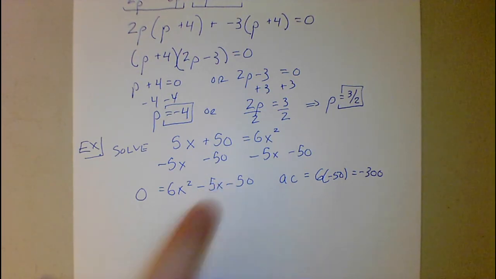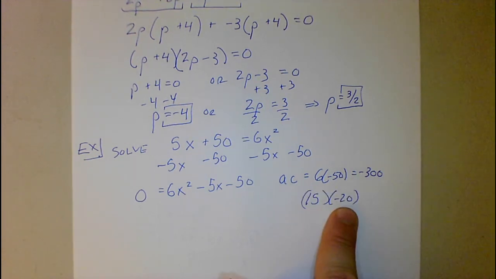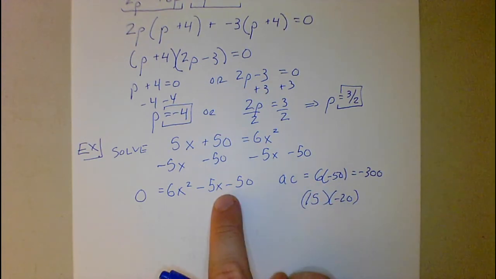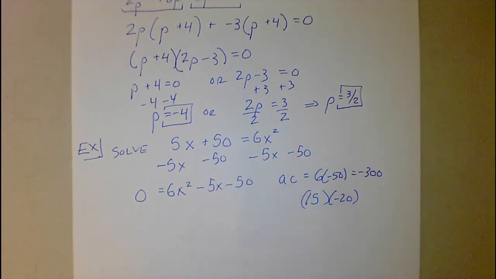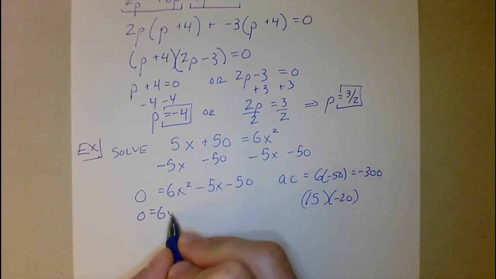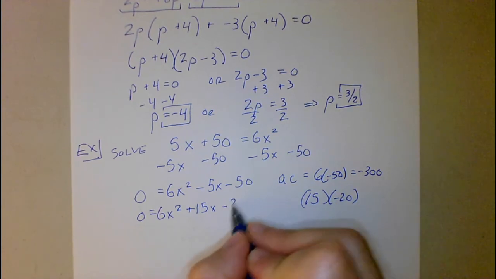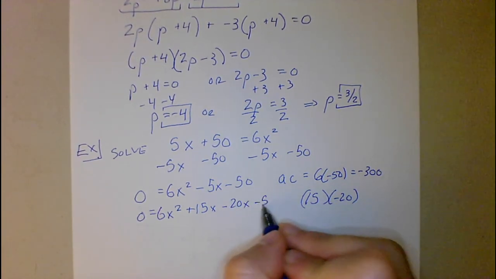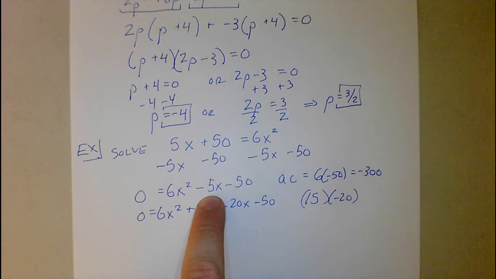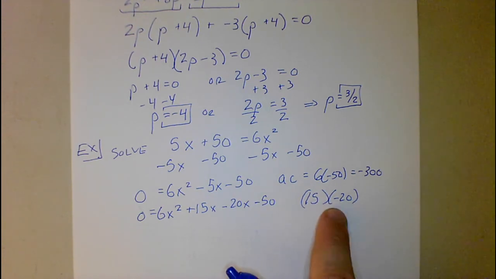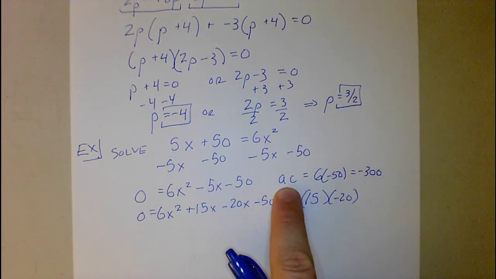The winning combination is 15 times negative 20. 15 times negative 20 gives you negative 300, and these two numbers add up to give you negative 5. So that's what we're going to put here. So 0 equals 6x squared plus 15x minus 20x minus 50. I rewrite my negative 5x as 15x minus 20x, and the 15 and the minus 20 came from the fact that they multiplied together to give me negative 300, which was my a times c.